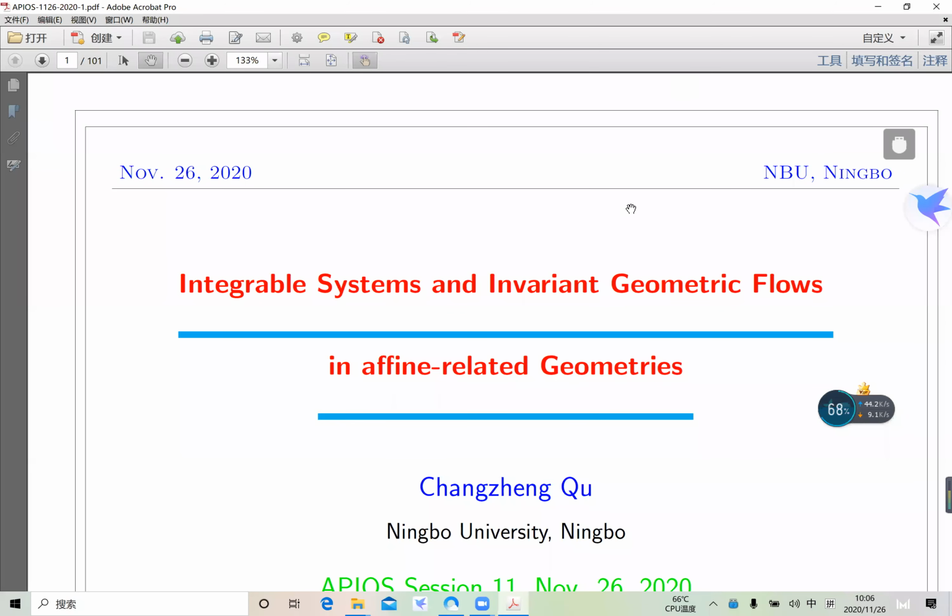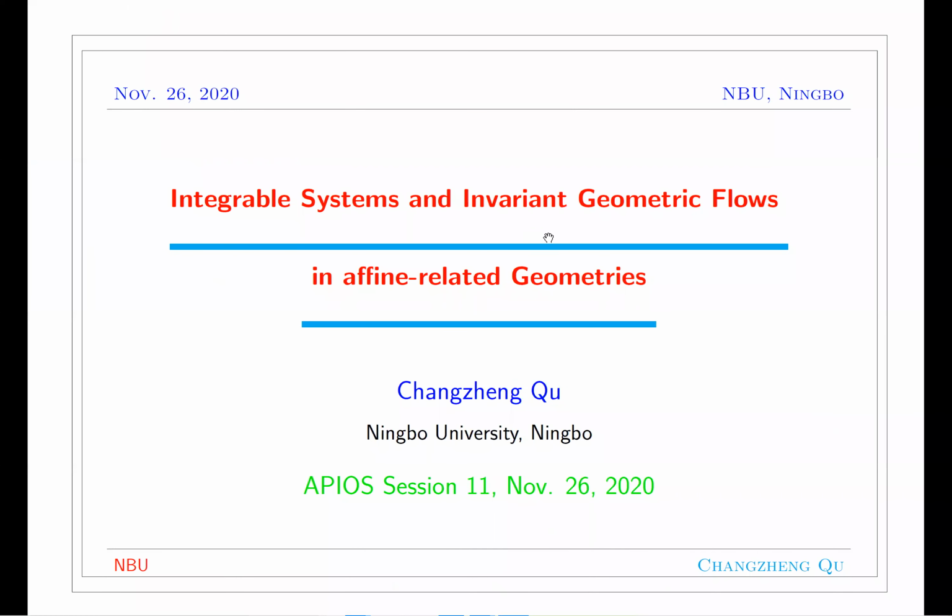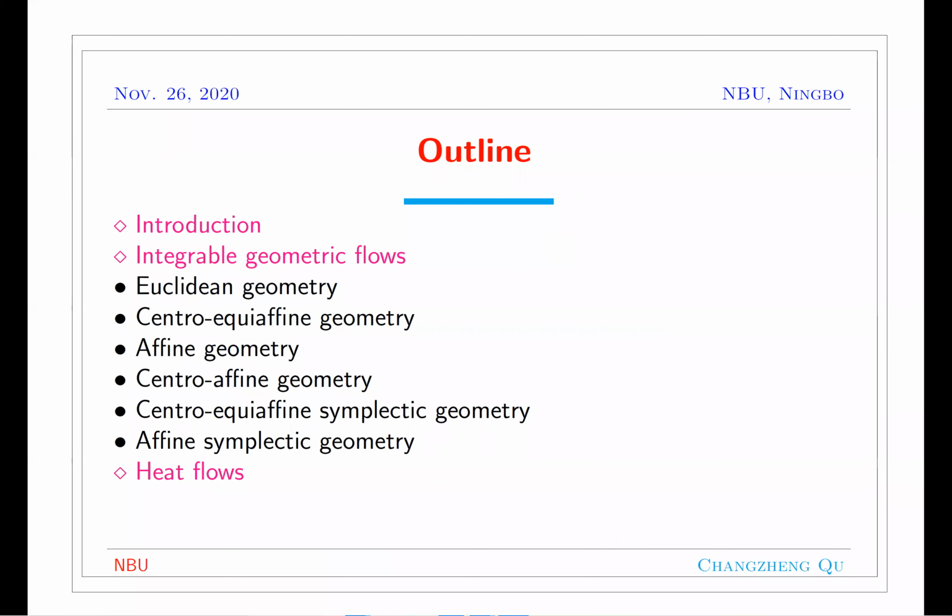First of all, thanks Nalini and Georgie for the kind invitation. So today, I would like to talk about integrable systems and invariant geometric flows in the affine-related geometries. Actually, this is a survey talk on the works related to affine differential geometry. So this is the outline of my talk. First I give a brief introduction and the motivation of the talk.